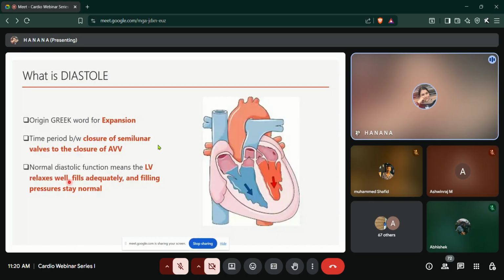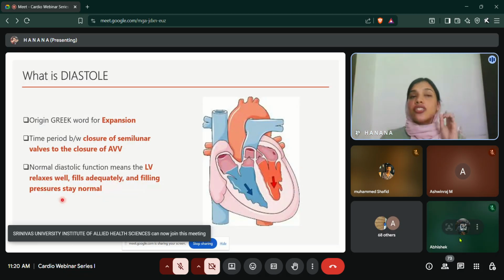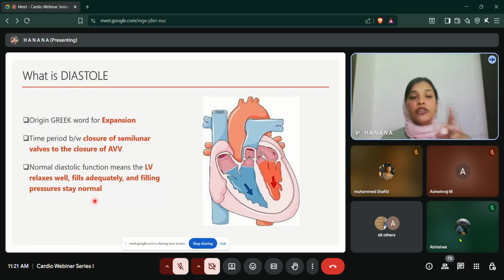Now, what is a normal diastolic function? If we are saying a patient has a normal diastolic function, we must have this idea that the patient's LV is relaxing well and it fills adequately and the filling pressures stay normal. There is no hike or abnormal filling pressure inside the chambers of the heart, and it is getting enough blood and it also relaxes well. Okay, it has this very relaxed state, and only then it gets the blood it actually wanted. That's how it can pump the blood outside of the heart. Okay, so that's a general idea of the diastole.